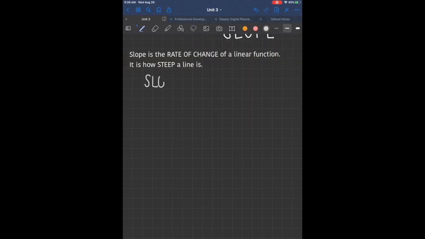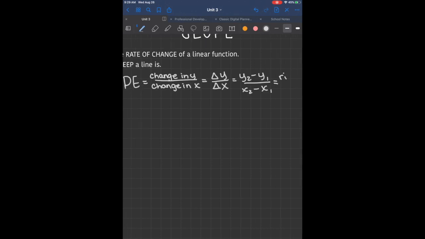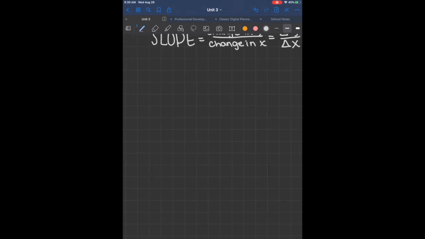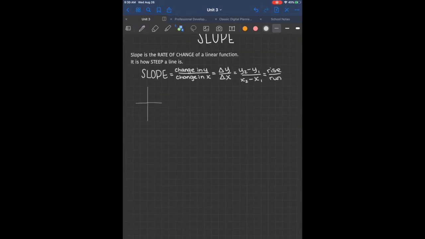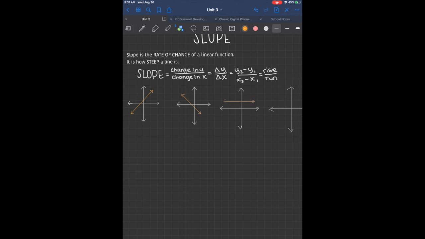So the slope is the rate of change of a linear function, which is basically how steep it is. And so we have a few equations that mean the same thing: change in y over change in x. Those triangles mean change in. We also have y2 minus y1 over x2 minus x1, or rise over run.